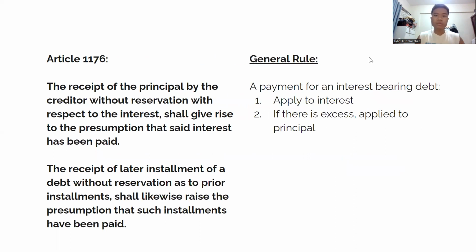So here's the general rule of Article 1176: a payment for an interest-bearing debt is first applied to interest, and then if there's excess, it's applied to principal. Just remember, if you're paying a loan in installments, it's always applied to interest first. If you pay an extra, then maybe it's applied to the principal of the future installment.